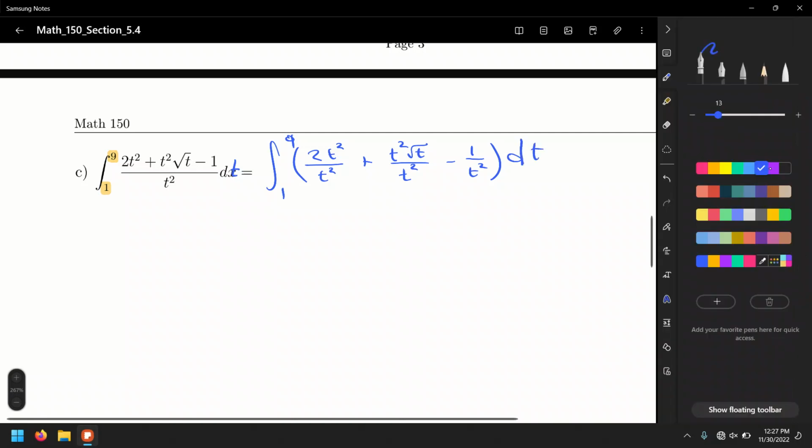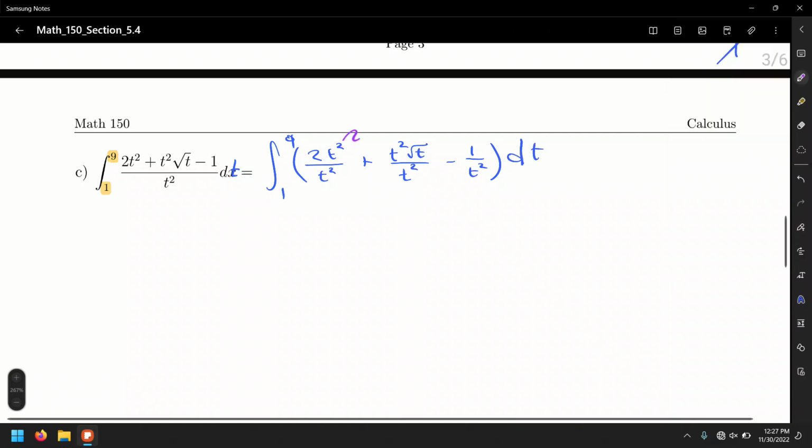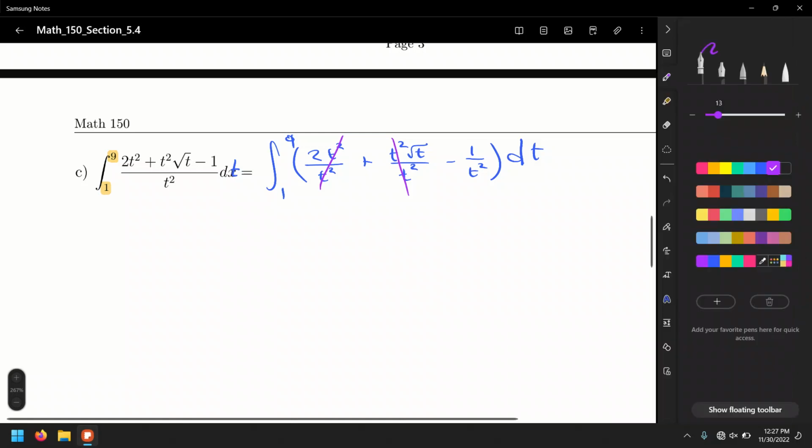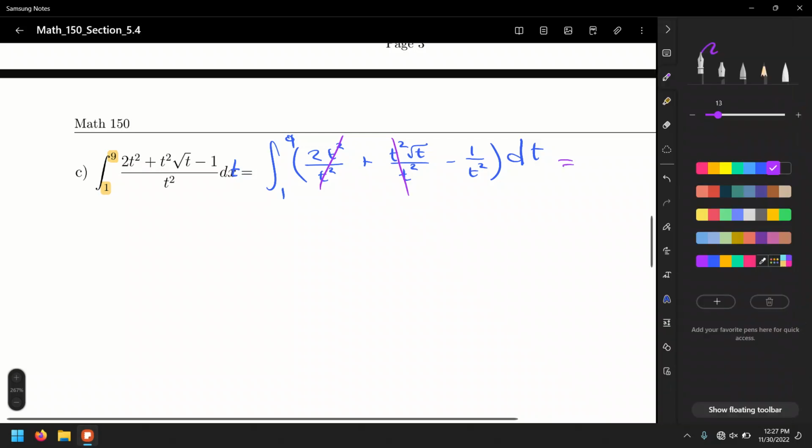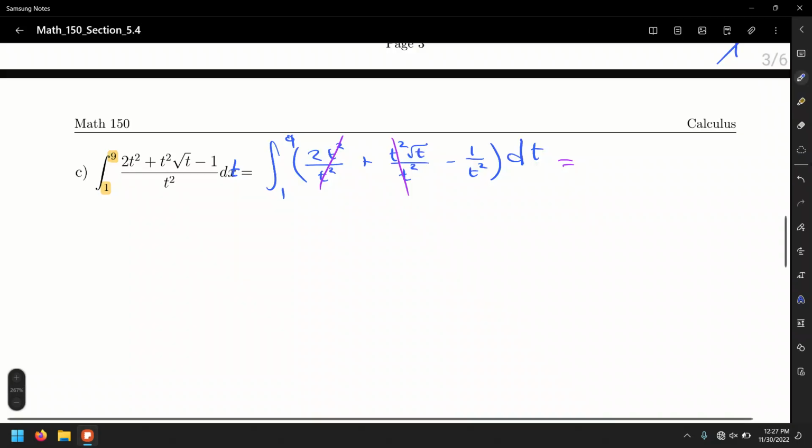Okay, so this one is going to simplify really nicely. Cancel the t squares here, cancel the t squares here. There's nothing to cancel in the third term. So in this case, we will be left with the following. That's the integral of 2 plus the square root of t, or rather minus 1 over t squared. So that's what we're going to be left with, and that from 1 to 9.